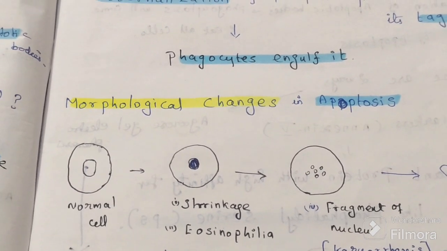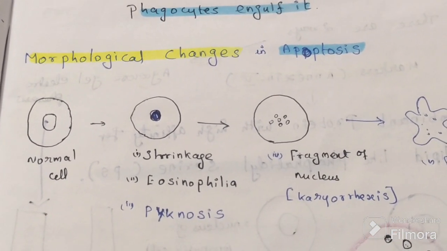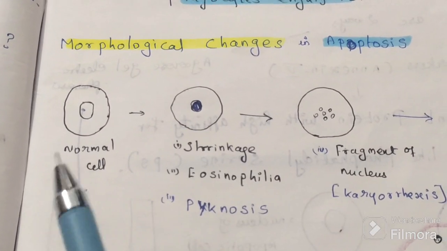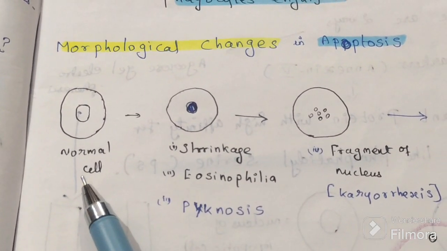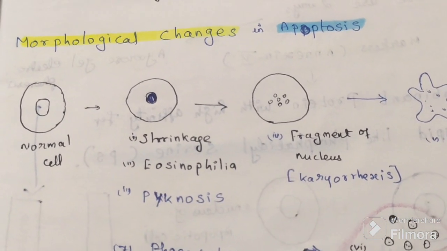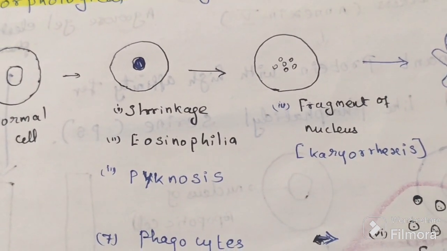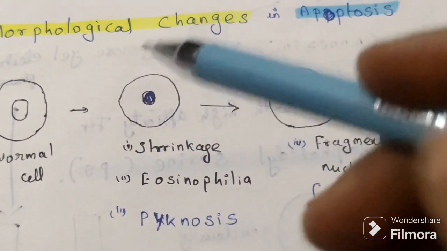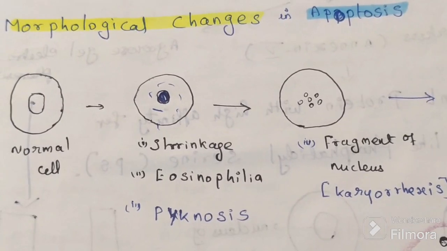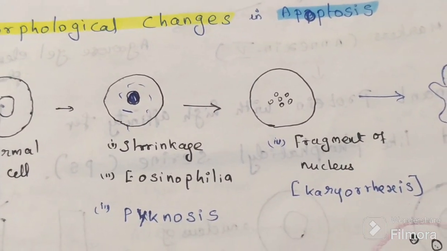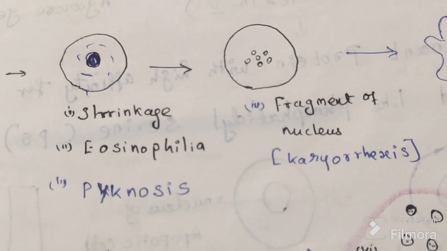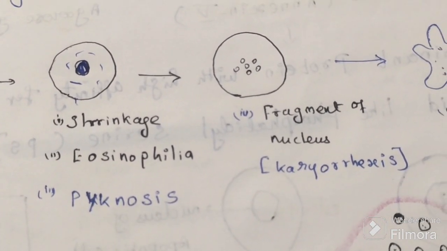Next one is, what are the morphological changes in apoptosis? There are seven features. This one is the normal cell. When the normal cell commits suicide, in the next stage it becomes more pink because of shrinkage. In the shrinkage, mitochondria, ribosomes, and endoplasmic reticulum come closer together, so the cytoplasm becomes more pink in color. This condition is called eosinophilia.